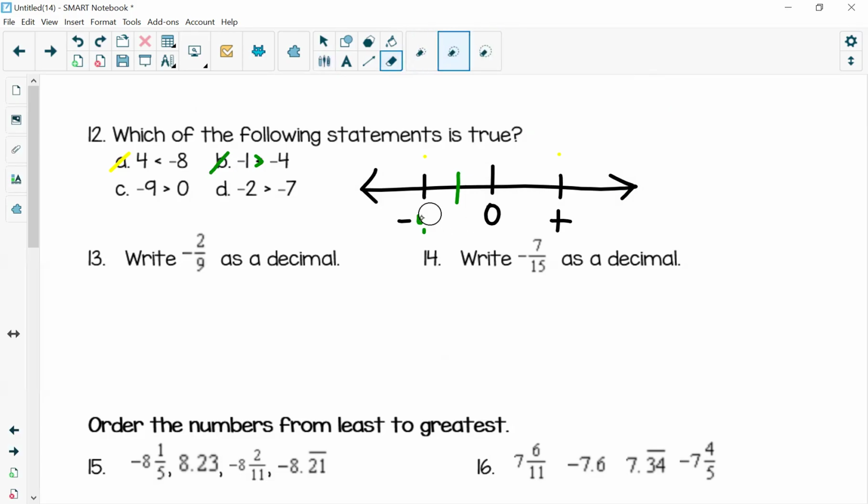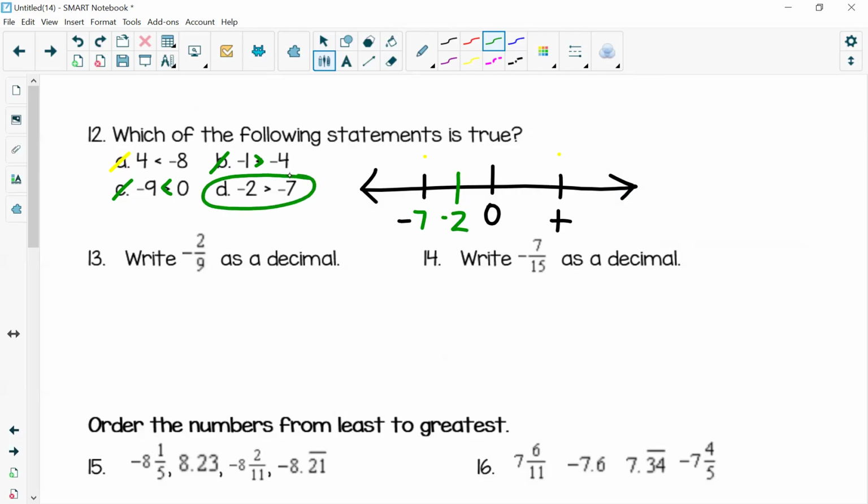Okay, so let's see here. What else do we have? We have negative 9 is greater than 0. So this would be negative 9, and then we have 0 right over here. No, negative 9 is less than. So that is out. So it says negative 2 is greater than negative 7. So if I'm looking here, negative 7 would be here, negative 2 would be here, negative 2 is closer to 0. This would be true.